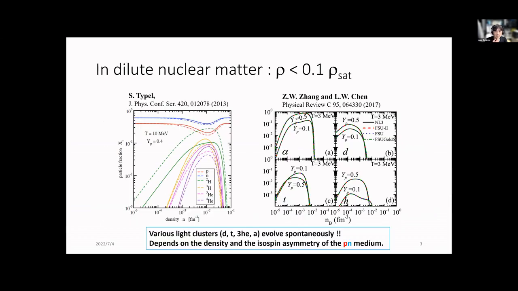And of course, as you may know, recently there are more fantastic results from theoretical calculations, and Stefan Typel predicts that this kind of clustering occurs in dilute nuclear matter. Dilute means the density is lower than 0.1 of the saturation density. In this dilute nuclear matter, many kinds of clusters, not only alpha but also deuteron, triton and helium-3, evolve, and the binding is very deep. The fraction depends on the density and isospin asymmetry.